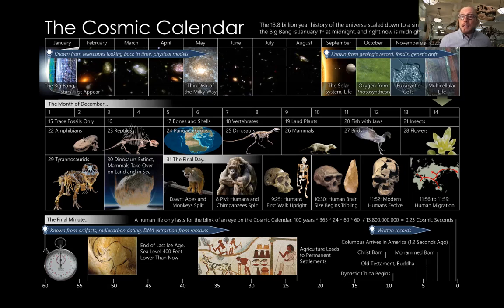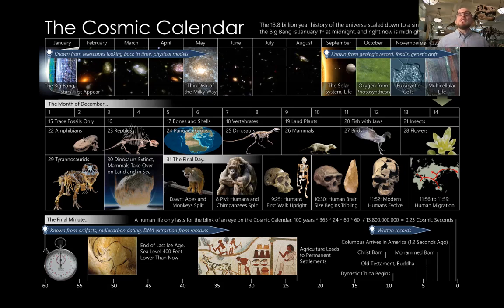But then you can see when human beings first show up. They really start to show up later on in the evening on December 31st. And modern human beings, the ones that are identified as Homo sapiens sapiens, us, don't show up until 11:52. Human beings don't leave Africa until 11:56, 4 minutes before midnight. And we're getting close to that point of midnight, and we take the final minute, and all of human history occurs in that final minute, from the first cave paintings to Egypt, to the fall of the Roman Empire, to what we're doing right now.